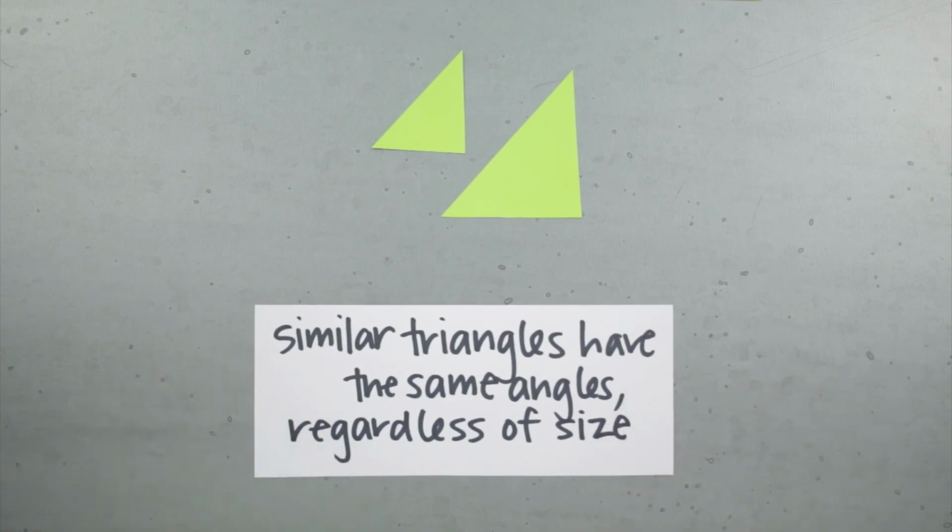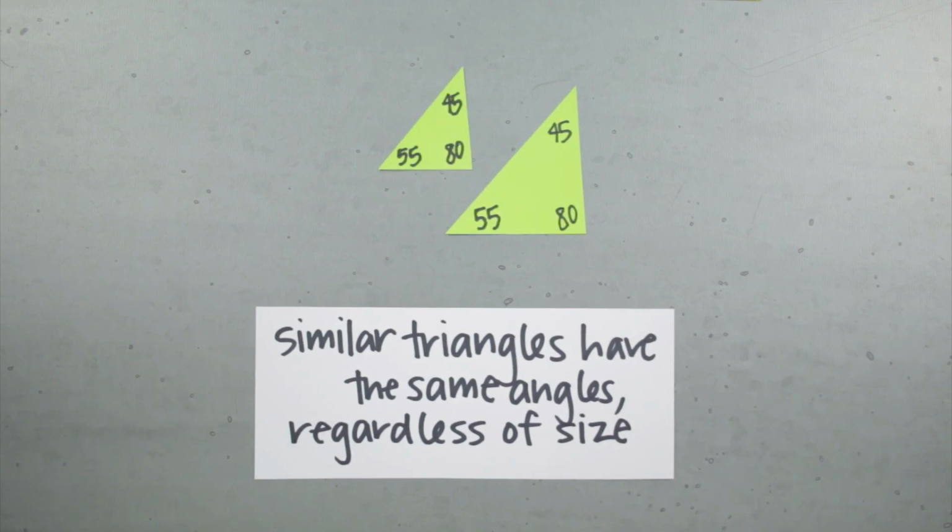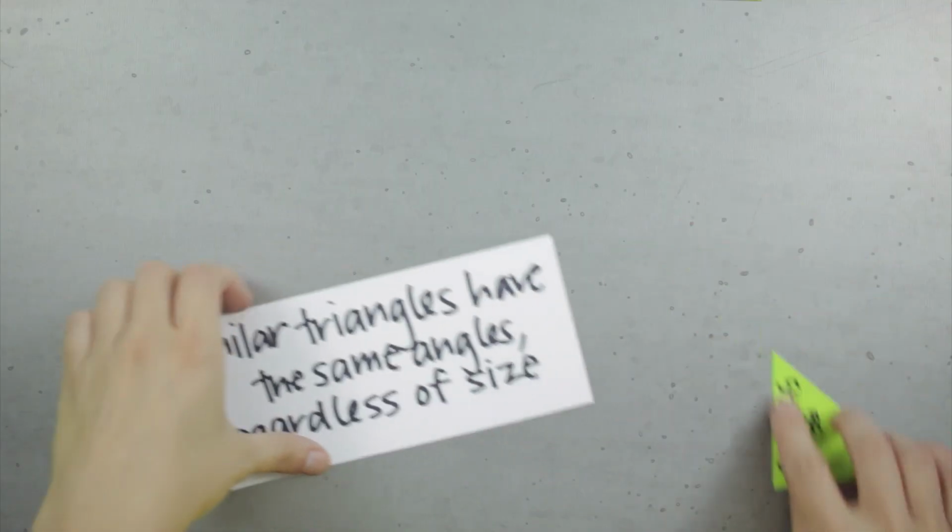Remember that the angle measures of a triangle don't change when the size of the triangle changes. The three interior angles of the triangle are always going to add up to 180 degrees. So the angle measures of these similar triangles are both 45, 80, 55 in that order.